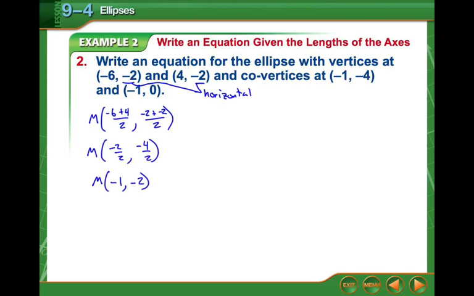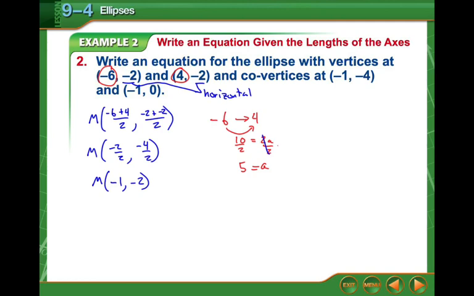Now what we want to look at are the other numbers in our vertices to figure out what our a and b are going to be. So for the negative 6 going to 4, that's a gap of 10, right? It goes 6 and then it goes another 4 in the positive. So that is equal to 2 times a, which we divide by 2, and a is equal to 5.